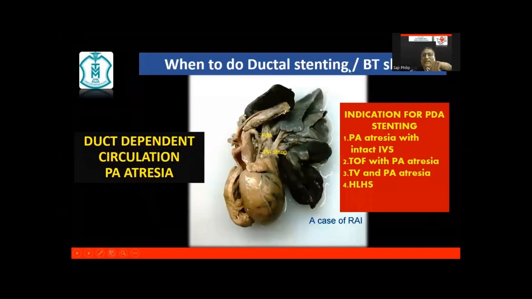So when to do ductal stenting and BT shunt, that is a very important thing. This is our specimen of a case of a right atrial isomerism. Here the PA was very thin, like a string. So you can understand that there is no forward flow from the RV to PA, but the flow is from the arch to the ductus and to the RPA and LPA to the lungs. So once this ductus closes, then very dangerous, child will die. So immediately if you diagnose, you have to start with the PGE2 and send to the higher center.